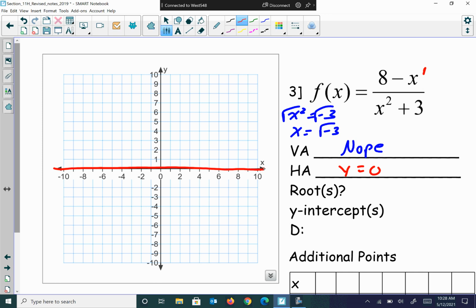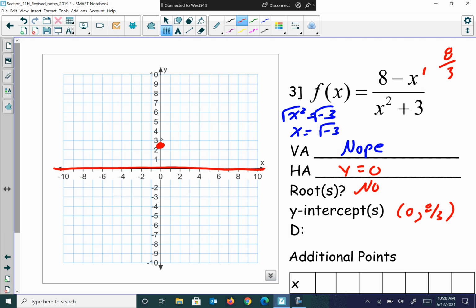Now, what in the world does our graph look like? Well, our roots, because my horizontal asymptote is the x-axis, I'd say no. My y-intercept, if I plug 0 in for x, I'm going to get 8 over 3, so 8/3, which is 2 point something, somewhere in here, right? Okay.